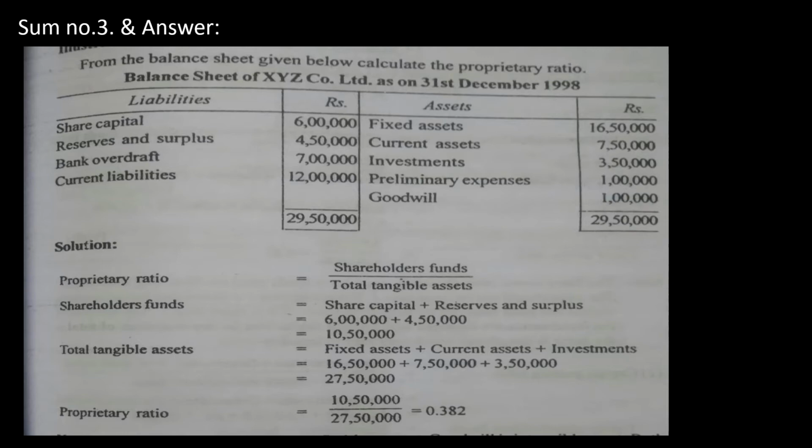I know my shareholders' fund is share capital plus reserve and surplus. So share capital is 6 lakh, reserve and surplus is 4 lakh 50. Therefore, my total shareholders' fund is 10 lakh 50.